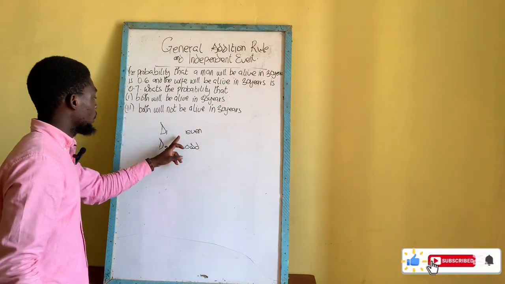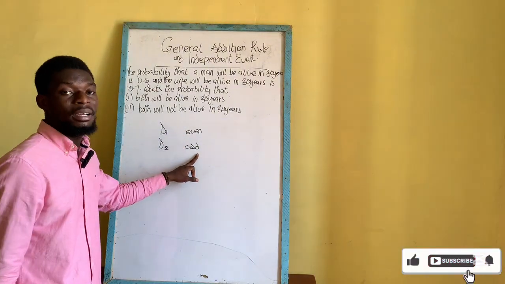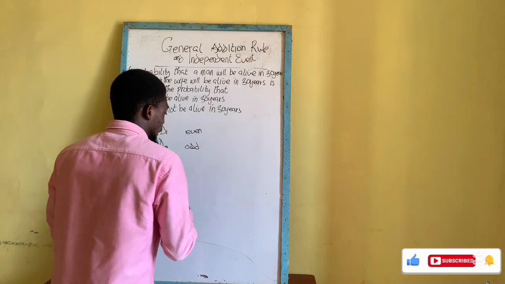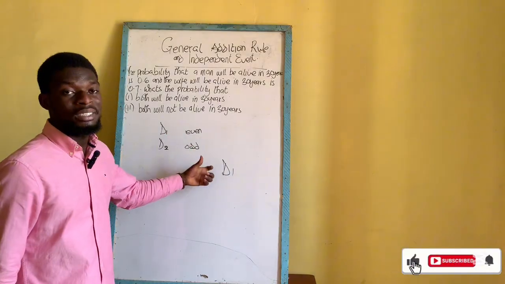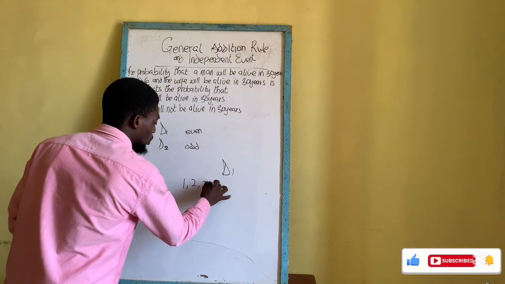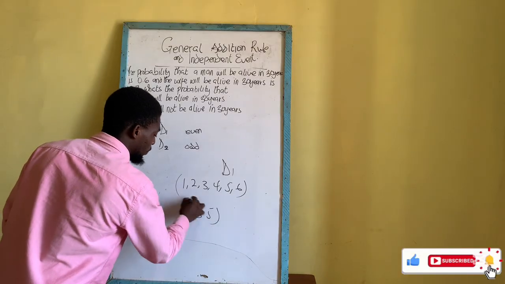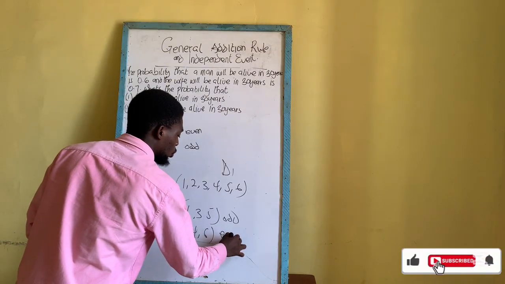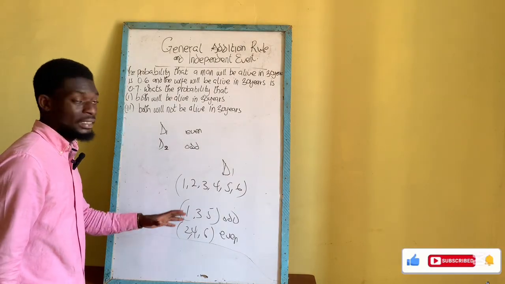So basically, if you get an even number in the throw of the first die, you can also get an odd number in the throw of the second die. But if you have only one die, you cannot get both an even number and an odd number at the same time, because the die has only 6 numbers, 1 up to 6. 1, 3, 5 are odd numbers, and 2, 4, 6 are even numbers. So when you throw a die, you get either an odd number or an even number. That's in the case of one die.